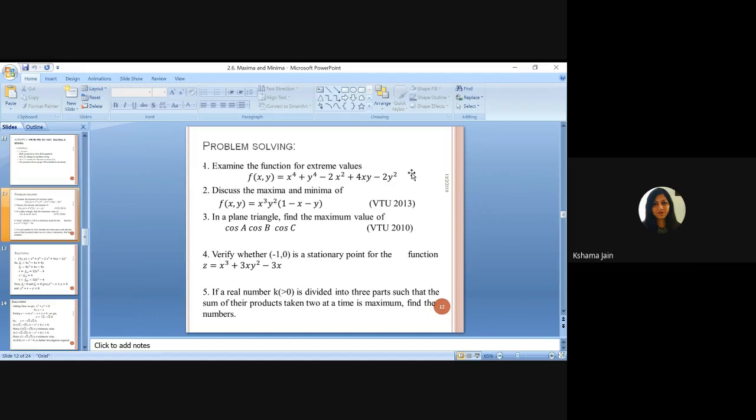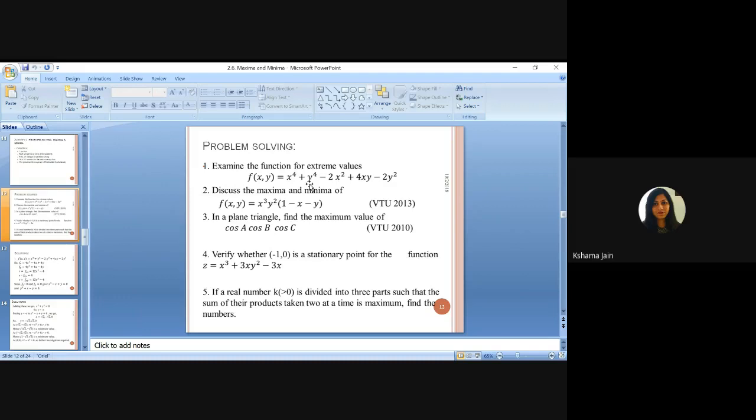So first of all, your work is to find out r, s, and t. Extreme values mean the same thing, either maxima or minima. So what we will do? r means del square f by del x square, so two times differentiation partially with respect to x.